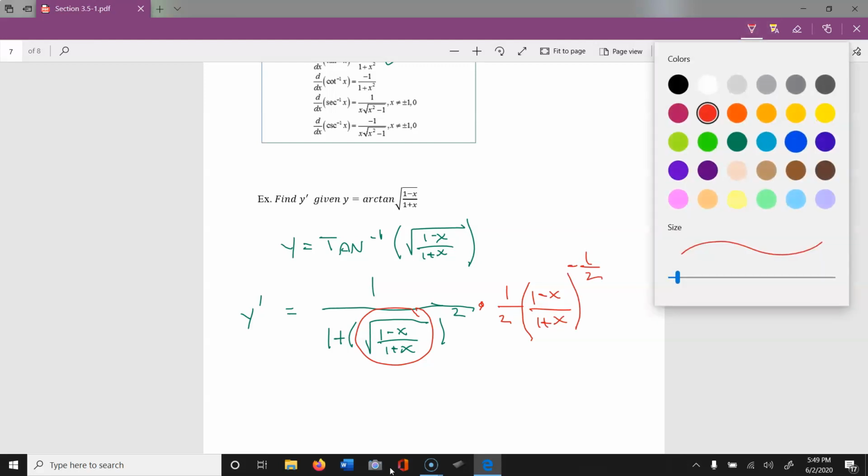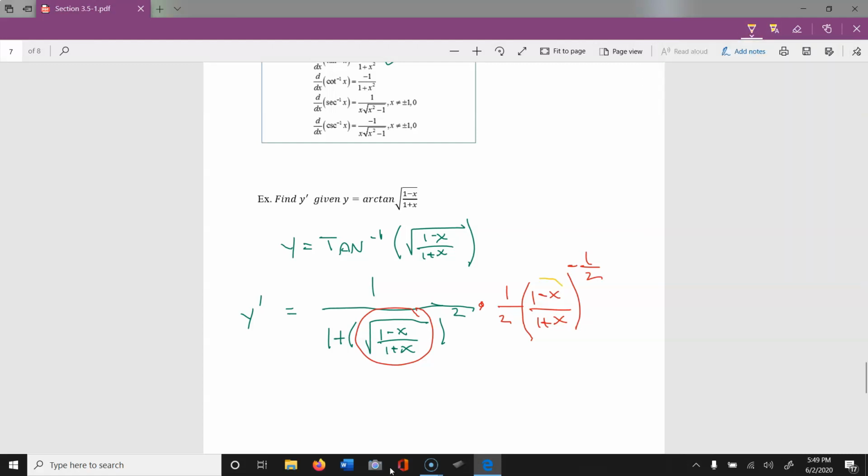And then I got to differentiate this guy and multiply it by that. Oh my gosh, huh? So how do I do that? Well, we can use the quotient rule. The derivative of the numerator, which is -1, multiplied by the denominator, subtract off the derivative of the denominator, which is 1, times the numerator, all divided by the denominator squared.